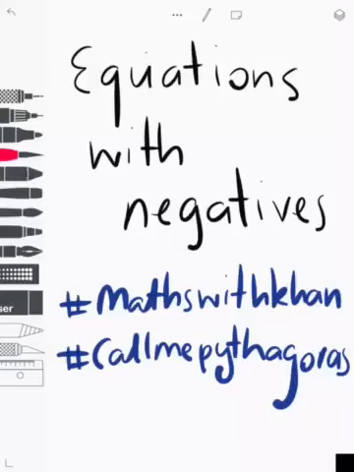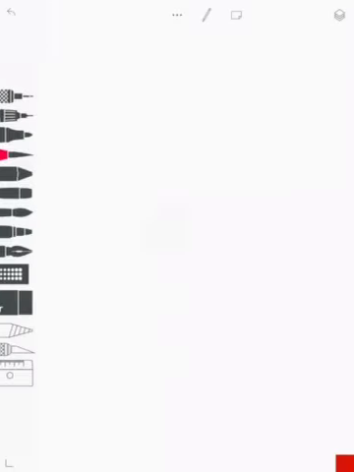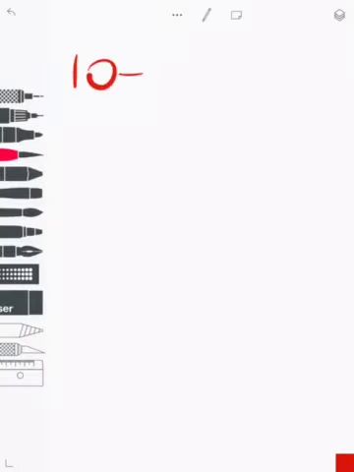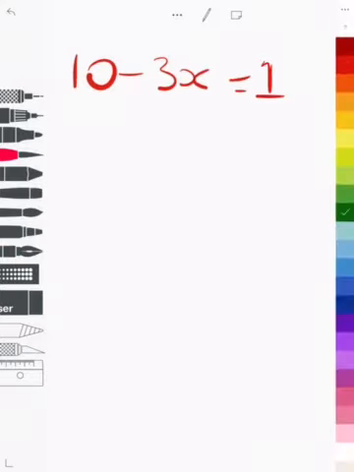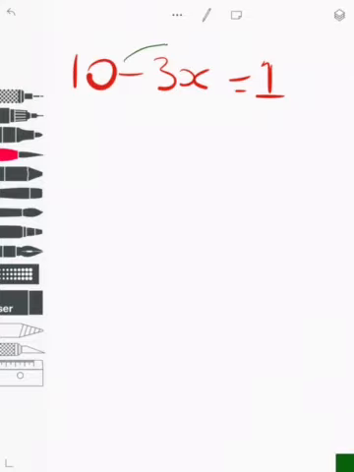Hey guys, so today we're dealing with equations that involve some negatives. So let's start with our first example where we have something like 10 minus 3x equals 1. Now here, remember we leave whatever is with the pronumeral to last, and with the pronumeral is the minus 3x. Remember the minus stays with whatever is after it.